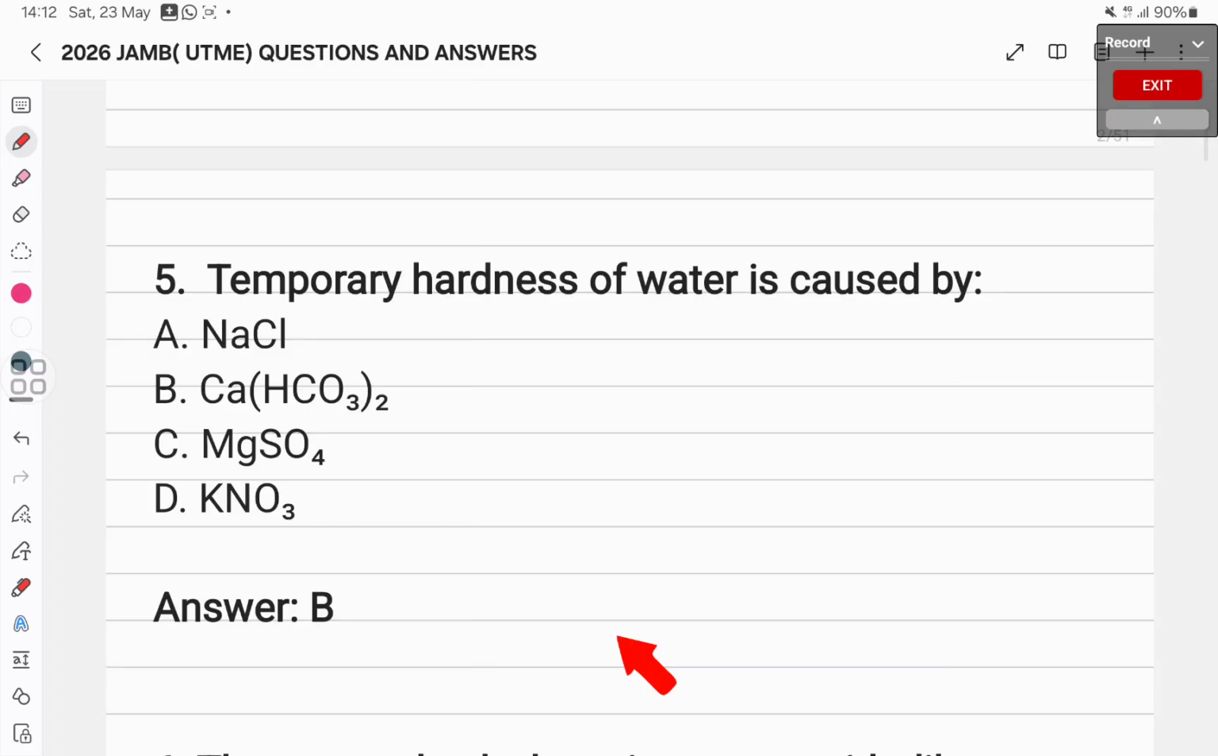Temporary hardness of water is caused by what? The answer is B. That is calcium hydrogen trioxocarbonate(IV). There are 2 main types of hardness of water. We have temporary hardness, which can easily be removed by boiling of the water.